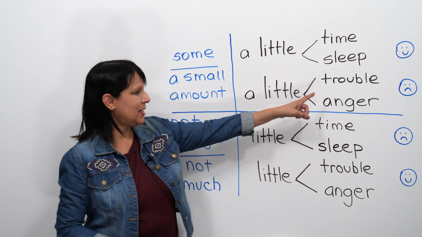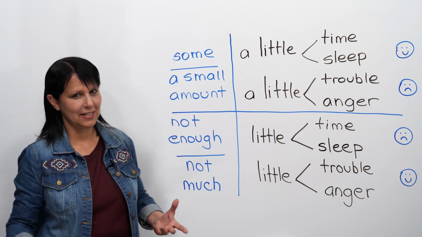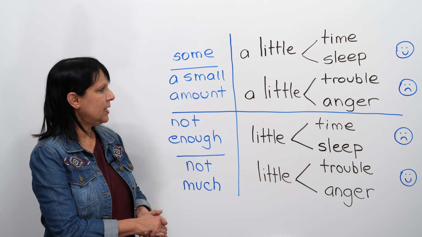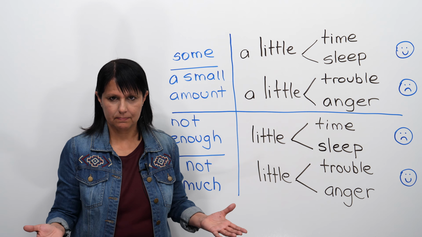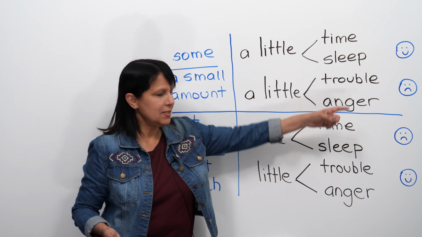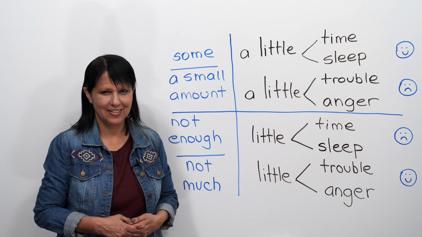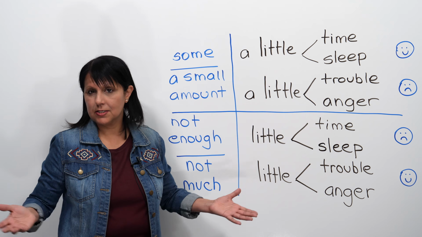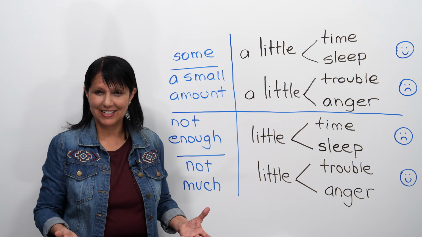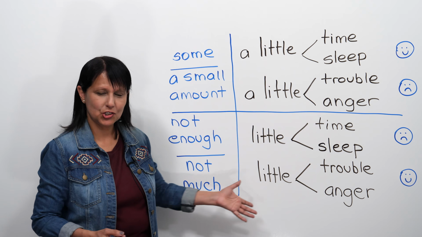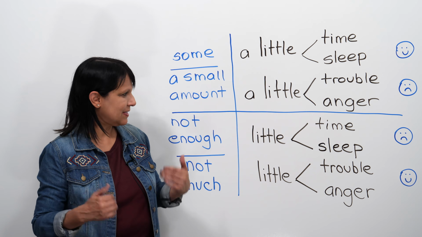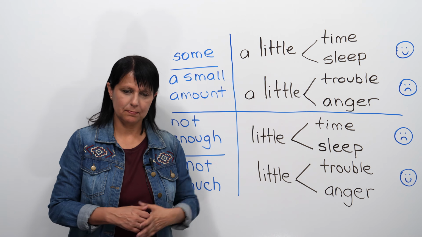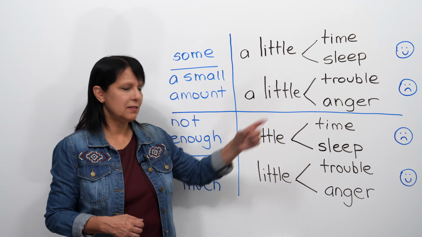Now let's look what happens when the nouns are actually a little bit negative themselves. So for example, he had a little trouble with his car. Okay, that's not a good thing, right? So he's not too happy there. You can see that. But he's had little trouble with this car since he bought it. That's a good thing, okay? He didn't have much trouble. Let's look at another example. She has a little anger towards him. That's a negative, all right?